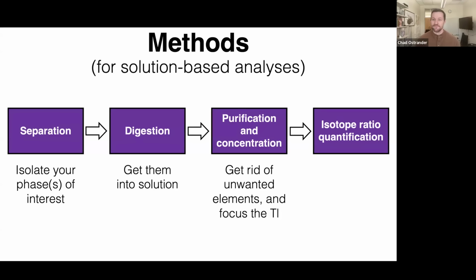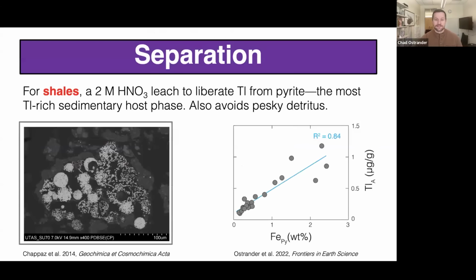I'll go into more here in a couple slides, but we try to isolate specific phases. So we'll do some gentle leaching of those phases we want to get thallium out of. Then we will have that sample. It needs to be put into solution, so we'll do some digestion techniques. Use your own. There's more than one way to do this. Use your preferred way of getting things that are solid into liquid form. We have to purify the elements of non-interest, especially those that are isobaric interferences with thallium and will complicate the measurement. And during purification, we also concentrate the thallium. You take a really large sample, for example, in the case of seawater, you can concentrate in a small volume. The thallium is more concentrated. And then we move on to our isotope ratio analyses.